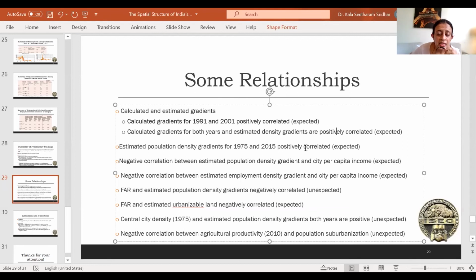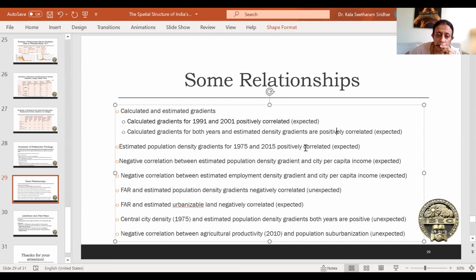And as Professor Green rightly pointed out, the estimated urbanizable land is negatively correlated with FAR, which is actually exactly what we expected, which means that some cities which have some rivers and mountains and lakes and stuff like that permit a higher FAR because their built area is somewhat constrained to the extent of the natural geographical constraint.